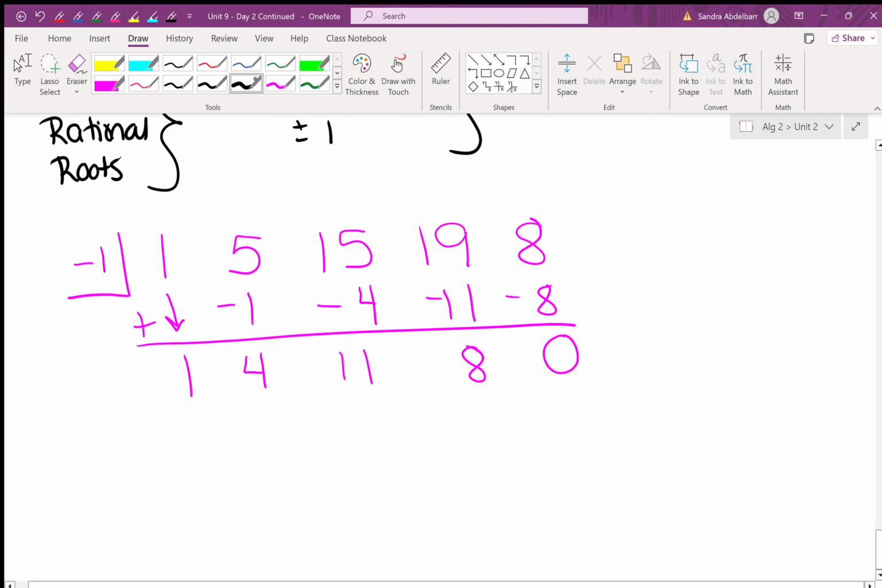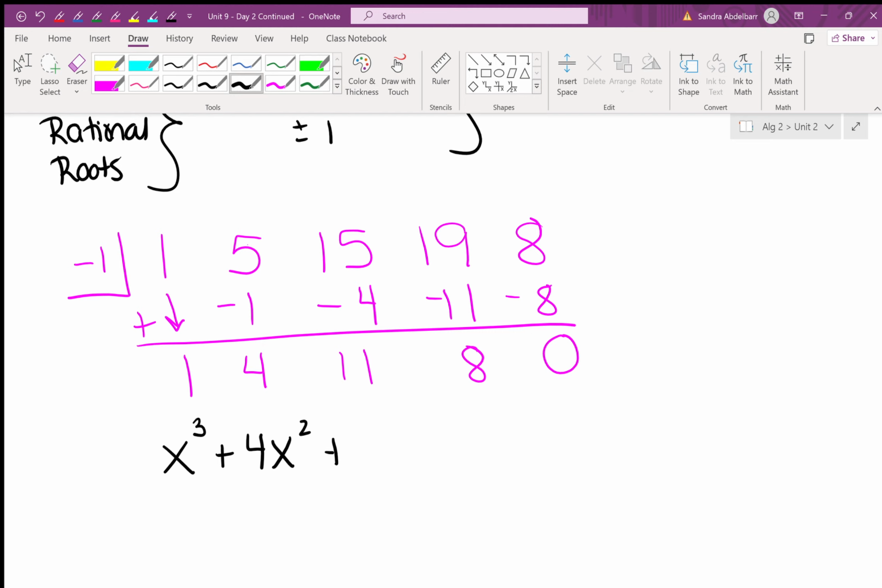this brings us down to 1 degree less. What was the original degree? A degree of 4. So do we agree this is now going to be x cubed plus 4x squared plus 11x plus 8? And this is x plus 1.